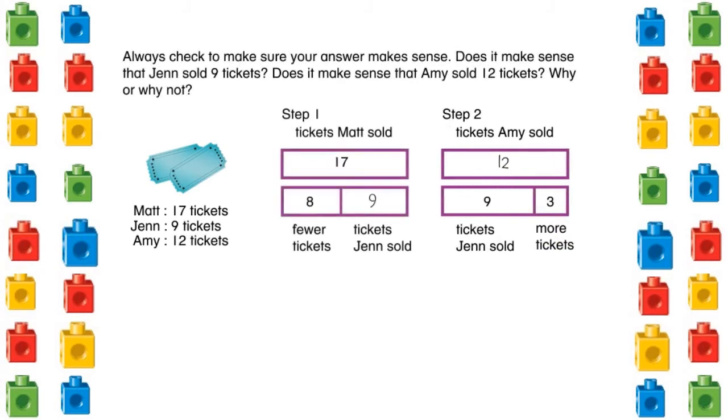Always check to make sure your answer makes sense. Does it make sense that Jen sold 9 tickets? Does it make sense that Amy sold 12 tickets? Why or why not?